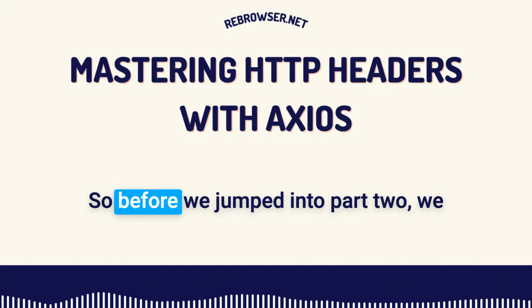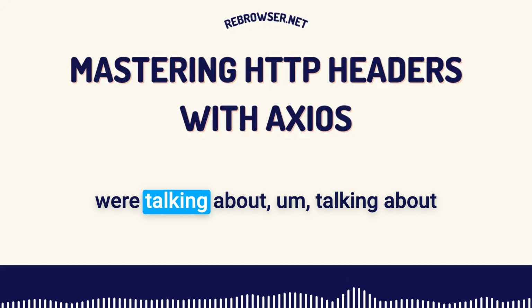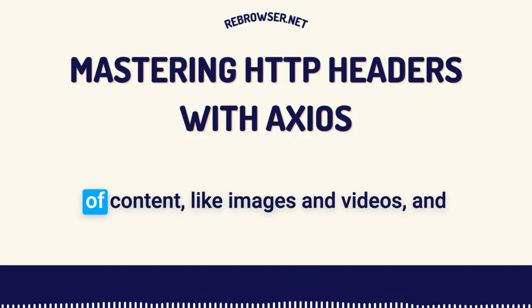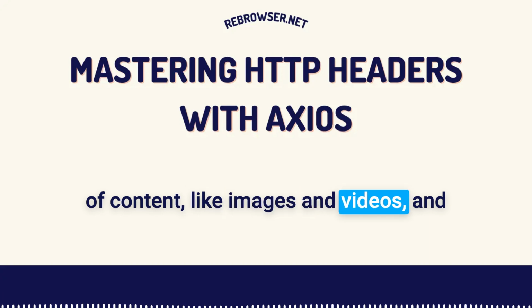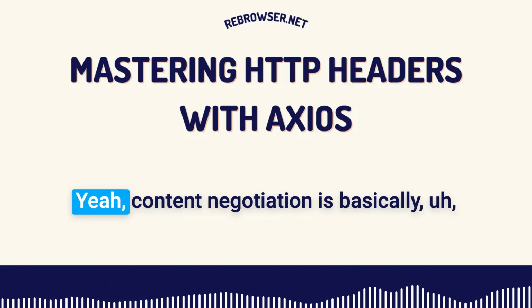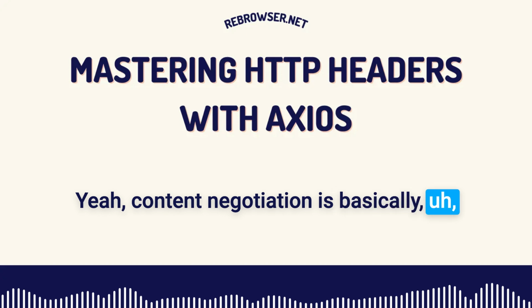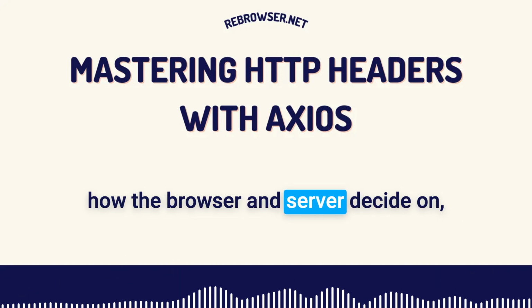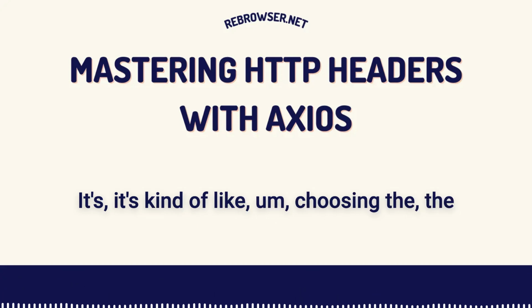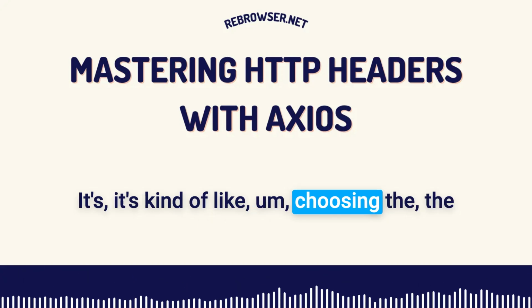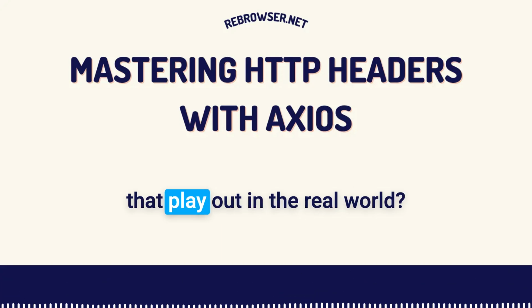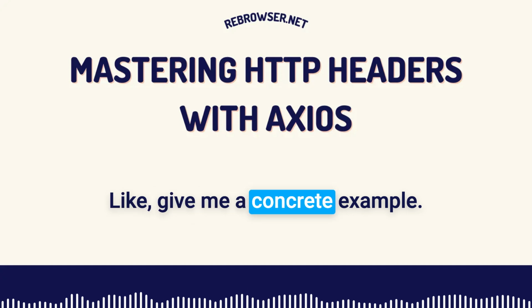Yeah. Okay, so before we jumped into part two, we were talking about how these headers handle different types of content, like images and videos. And you mentioned content negotiation. Right. Content negotiation is basically how the browser and server decide on the best format to send content. It's kind of like choosing the right language to speak with someone. Okay, that makes sense. But how does that play out in the real world? Give me a concrete example. Okay, sure.